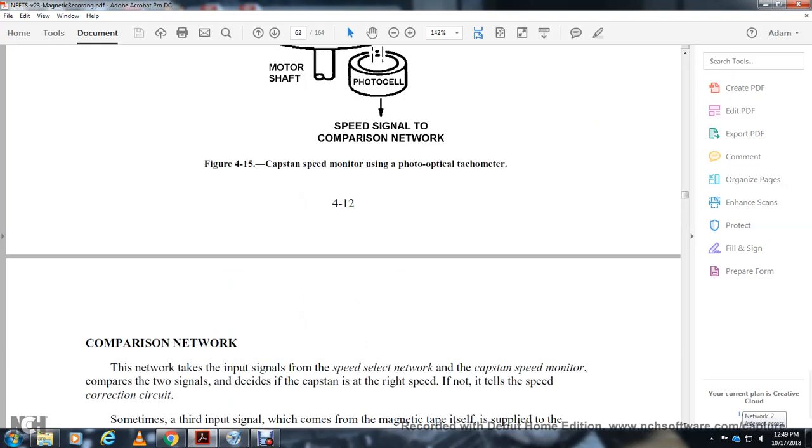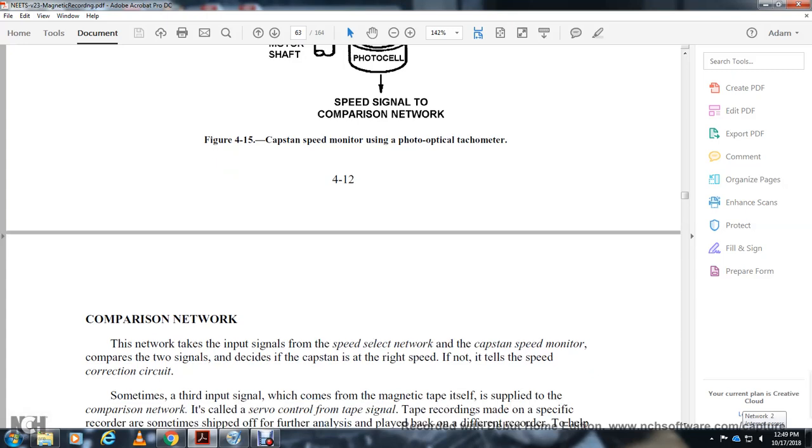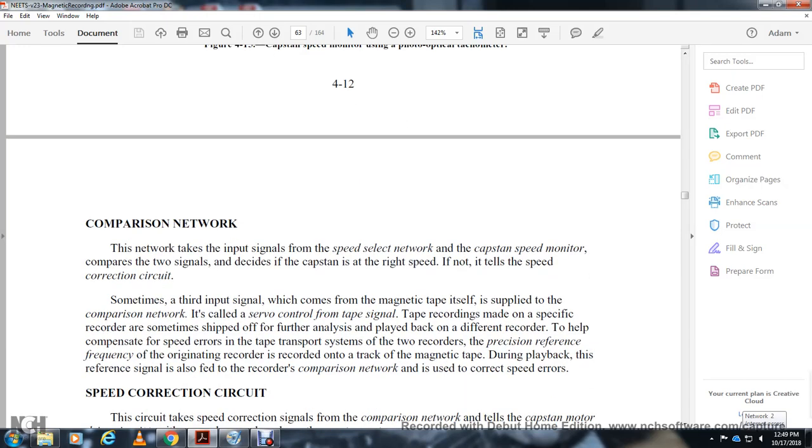In the comparison network, the input signal from the speed select is compared with the capstan speed signal, and the difference goes to the speed correction network circuit. Sometimes there is a third input signal that comes from the magnetic tape itself, a control track signal recorded on the tape with a specific recording.